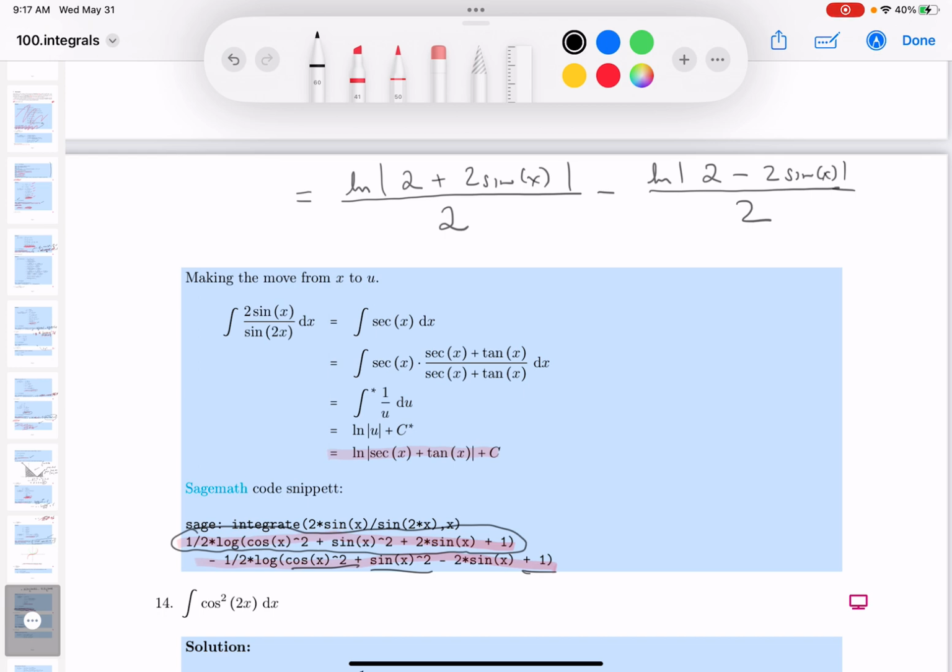What do I see over here? Well, kind of complicated, isn't it? I'm going to factor out the half. And then I'm going to use the rules of logs now. It's going to be natural log, and that's going to be, let's see, 2 plus 2 sine x divided by 2 minus 2 sine of x. Again, so it's a constant integration, right? Put it over there. All right?